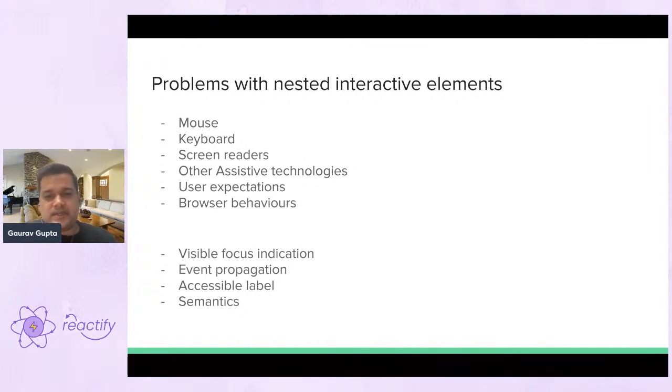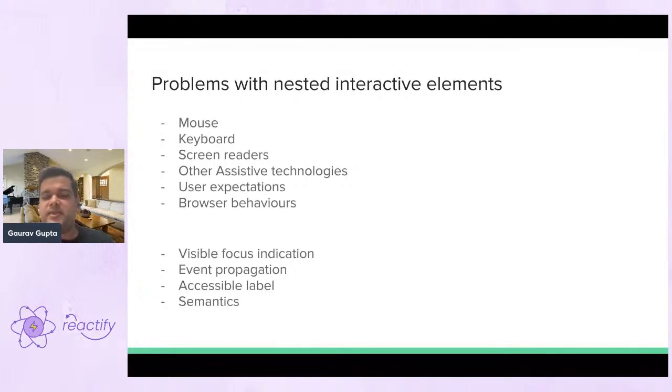Going to keyboard users, let's say you have some nested interactive element, right? So in that case you have a button which is clickable as a whole, then there is a lot of content inside the button and there is another button or link inside it, right?